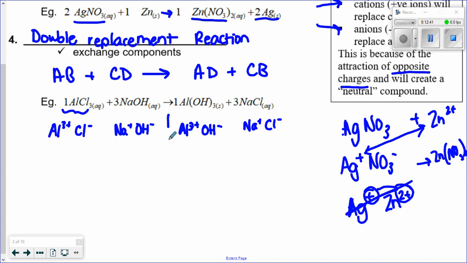Just looking at this side of the equation, we know a positive with a negative and a positive with a negative. So if we are going to have a replacement reaction, we need this positive to end up with the other negative. We can't have aluminum ending up with sodium. We already have this compound, so if we want something new, we need it to end up with the other negative. That's how we end up with what's on this side of the reaction. Aluminum needs to end up with hydroxide, so Al3 plus, OH negative, and sodium needs to end up with chlorine.